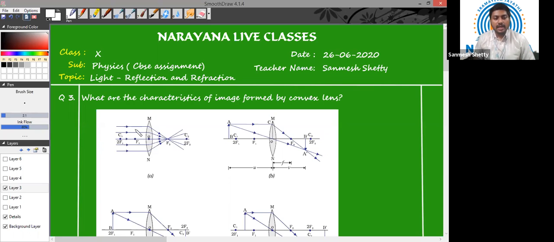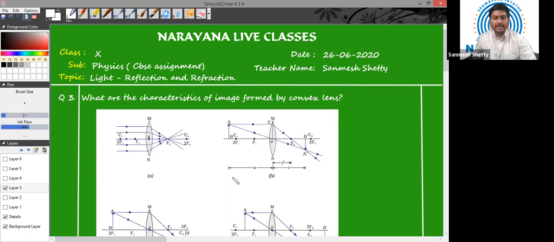For example, if the object is kept at infinity, the image will be formed at f2. Just now we have discussed. If the object is kept beyond 2f1, then the image will be formed between f2 and 2f2. In this case, as you can observe, the image is real, diminished, and also inverted.